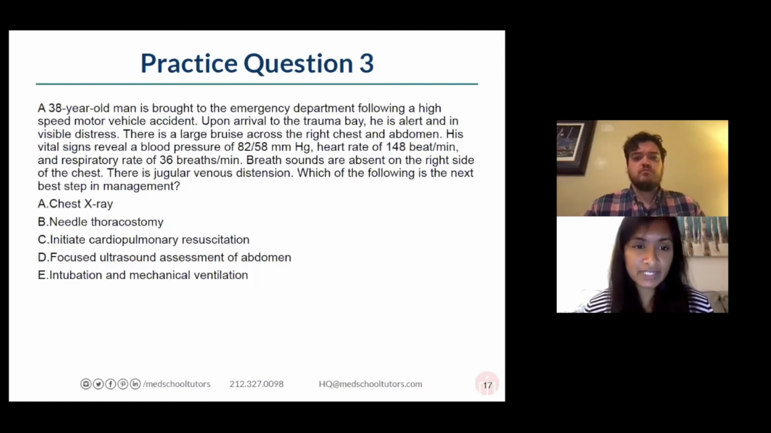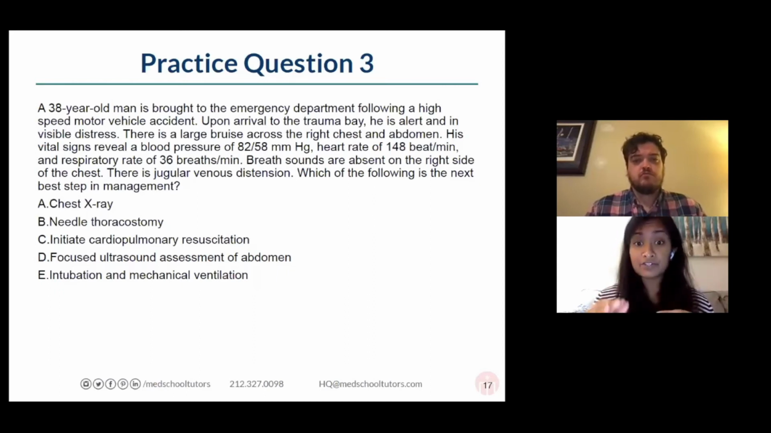Vital signs reveal a blood pressure of 82/58. Okay, so vital signs. Very hypotensive. Heart rate of 148. Okay, I'm worried. Respiratory rate of 36. Okay, I'm super worried. Breath sounds are absent on the right side of the chest.